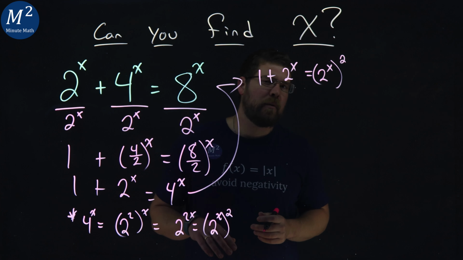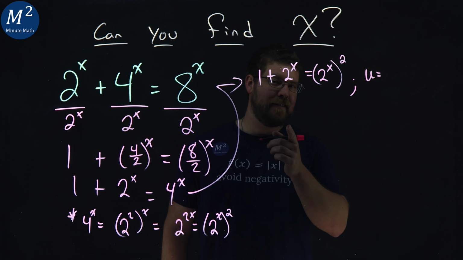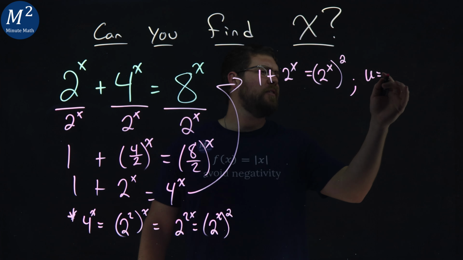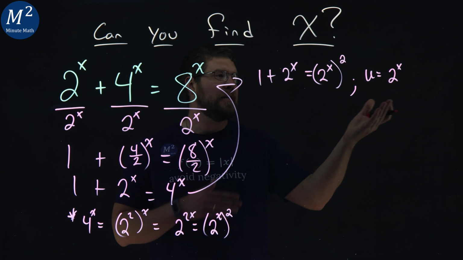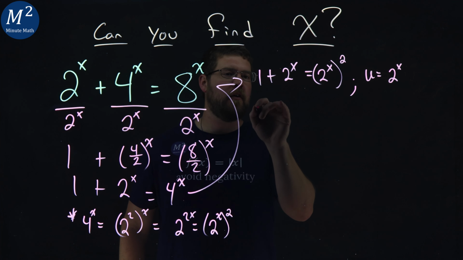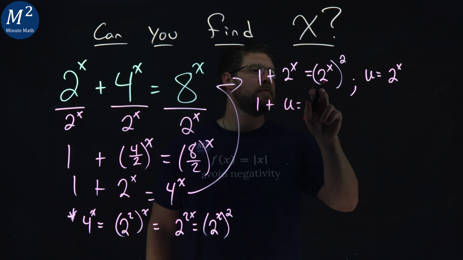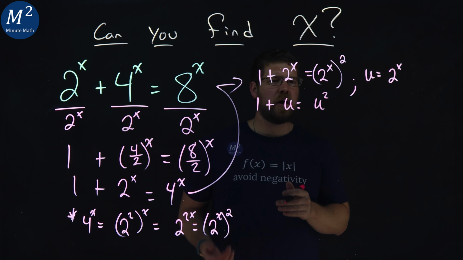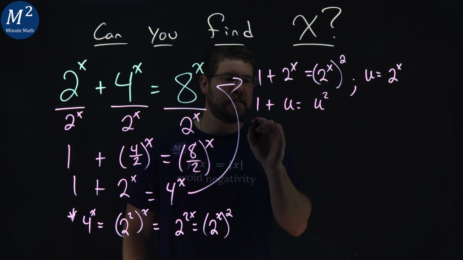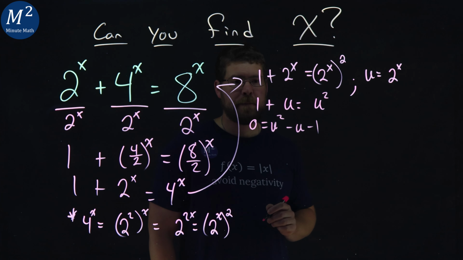All right, now we're going to do a little substitution. u, not you, but u, is equal to 2 to the x. So now I'm going to substitute this in and make it a little easier to solve. 1 plus u equals u squared. That looks a lot easier to solve. Let's get everything over to the right hand side so that it equals 0: 0 equals u squared minus u minus 1.